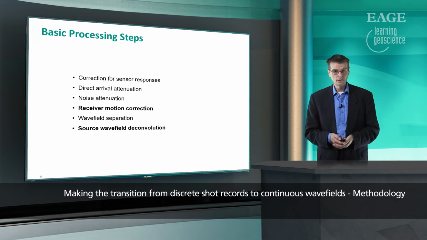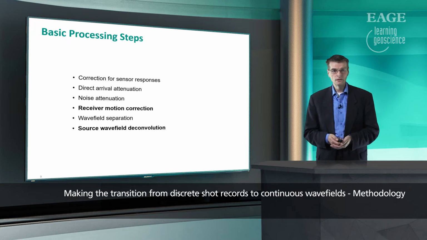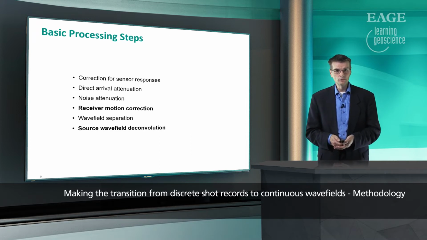Following the noise attenuation, we apply a receiver motion correction. And then we do a wavefield separation on the receiver side. The equations we use for the wavefield separation are per standard methods. The only difference is that we do it to the entire continuous record in one operation at once. Finally, we deconvolve the wavefield emitted from the source. In this presentation, we will focus on the receiver motion correction and source wavefield deconvolution.